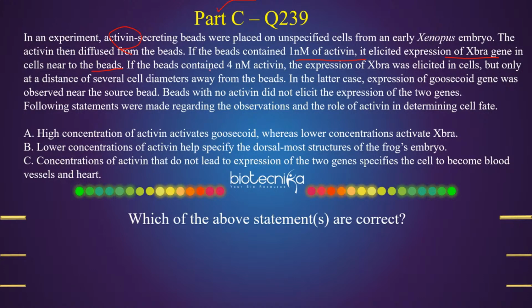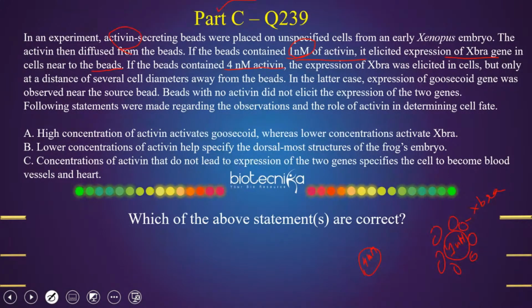Now, if the beads contain 1 nanomolar, then the cells which are near to the bead, consider this is the bead, they expressed XBRA. But that was with 1 nanomolar. So again, if you would have noticed, I have drawn a diagram, isn't it? 4 nanomolar, more you have taken.